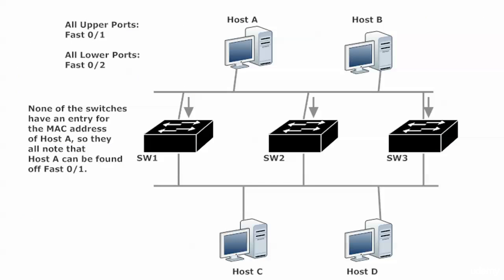Here we have 2 hosts at the top of our network, if you will, host A and host B. 2 more at the bottom, host C and host D. And our 3 switches, all their upper ports are FastEthernet 0/1, all lower ports FastEthernet 0/2. Host A is sending a frame to host C.